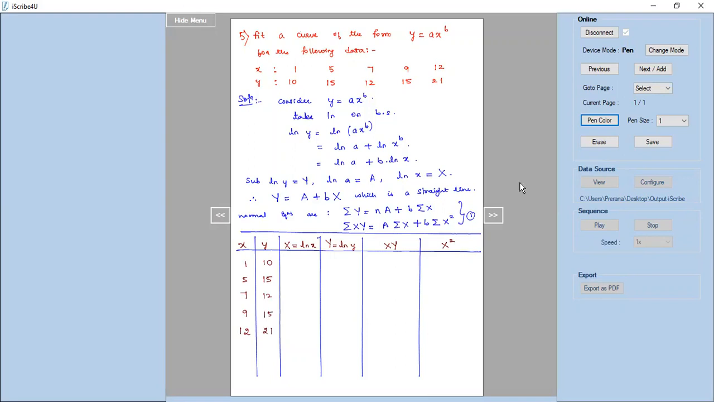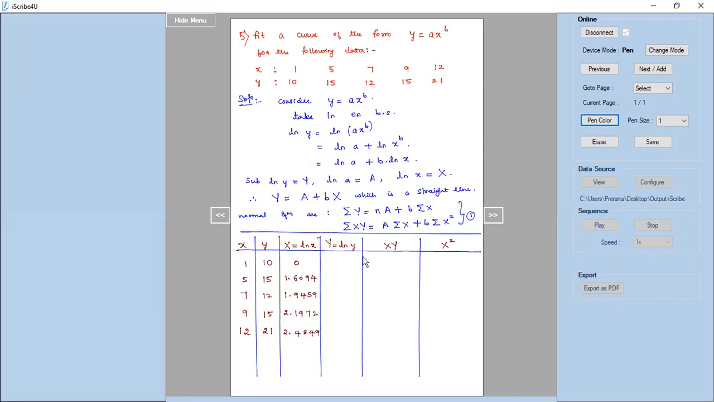Now with these values, we will find out using calculator ln x, log x for each of the values of x we are preparing. So use calculator and write down these values. Log 1 is 0, log to the base e for 5 is 1.6094. The next, log 7, is 1.9459, 2.1972 for log 9, and log 12 is 2.4849.